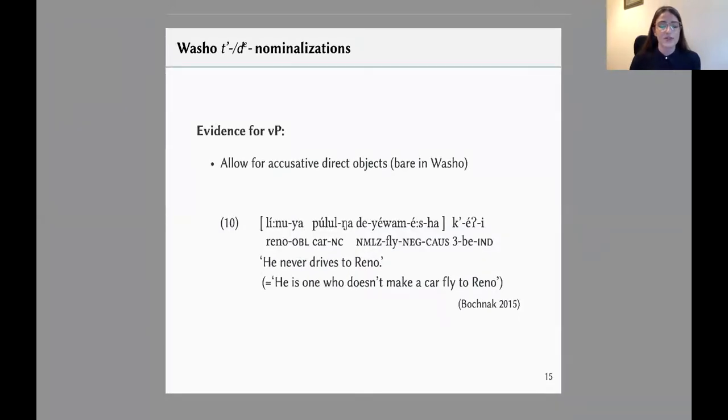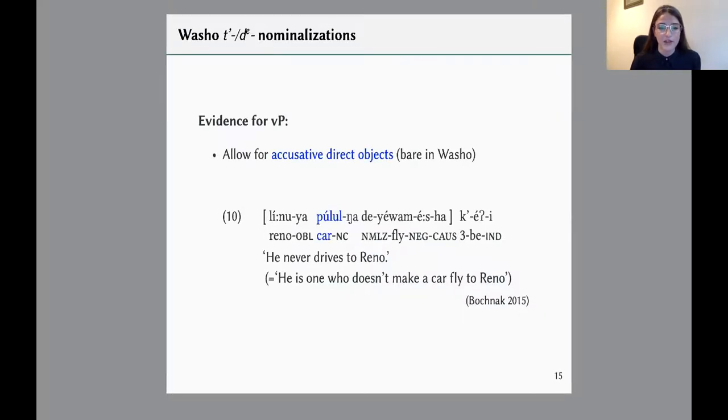Beginning with the structural evidence, we have a few different pieces of evidence for little vP. These types of nominals allow for accusative direct objects, although I'll note that nominals in Washoe are never case marked, so they appear bare. For example, you don't see any kind of oblique case marking or postpositions to introduce them. So we have the example in 10. This is a rather long nominalization, which is literally, he is one who does not make a car fly to Reno. Now in this example, we have a direct object here, it's car. And just so you know, this suffix is negative concord licensed by negation. It's not any kind of case marker.